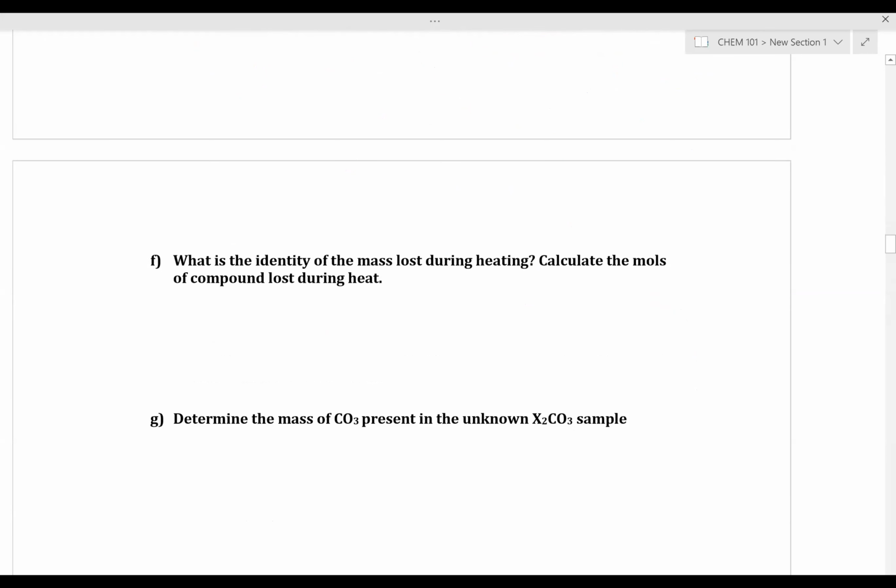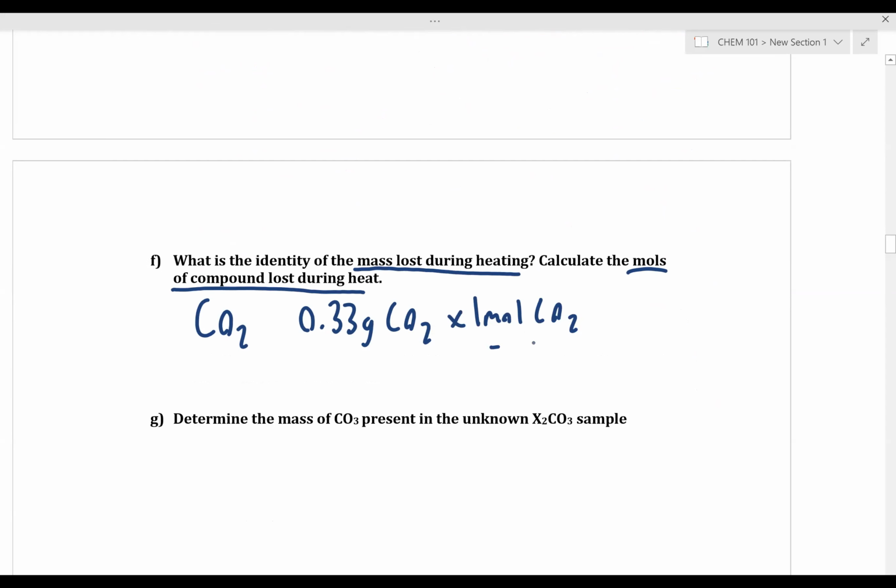So, what is the identity of the mass loss during heating? So this is carbon dioxide, and we know we have 0.33 grams of carbon dioxide. Can we calculate the moles of compound lost during heating? Can we calculate the moles of carbon dioxide given the mass? Yes. So we know in 1 mole of carbon dioxide, we have 44 grams. So we have 0.33 divided by 44, and that in turn gives us 0.0075 moles of carbon dioxide.